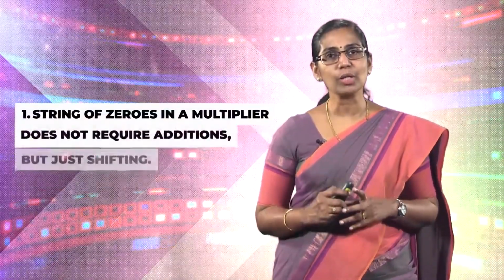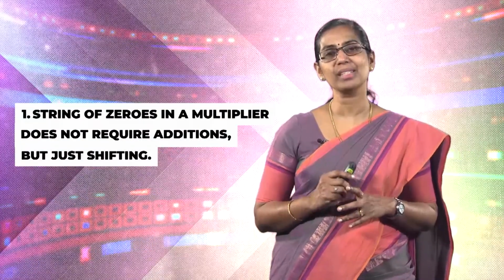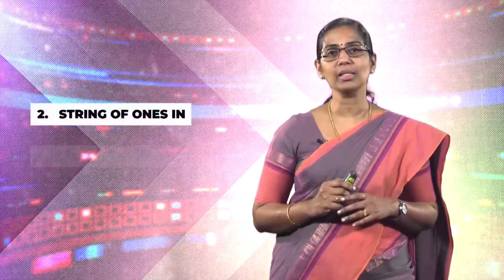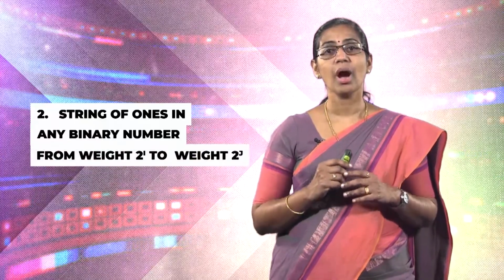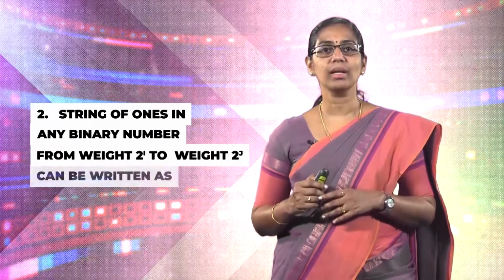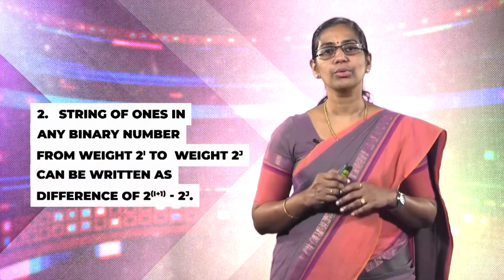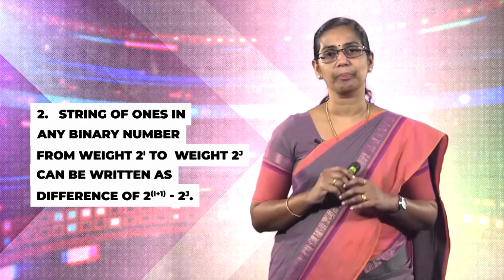They are: first one, string of zeros in a multiplier does not require additions but just shifting. And the second one, string of ones in any binary number from weight 2 raised to i to weight 2 raised to j can be written as difference of 2 raised to i plus 1 minus 2 raised to j.